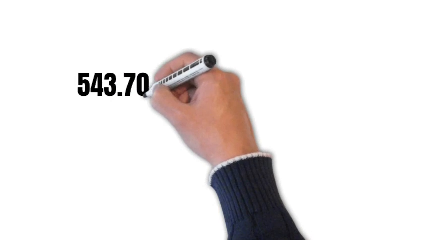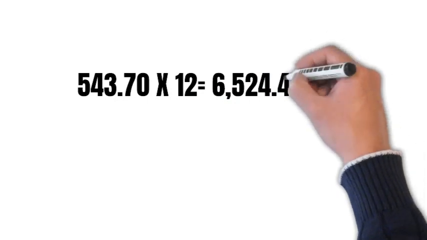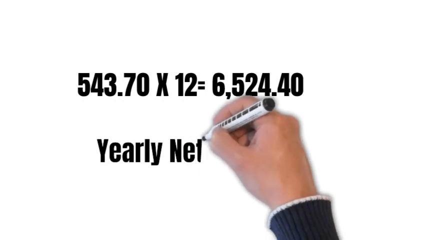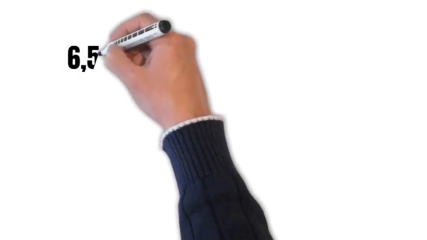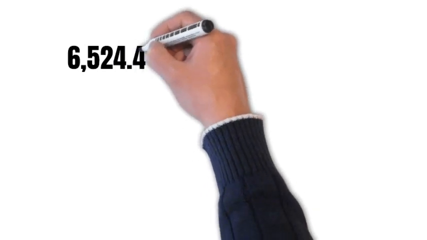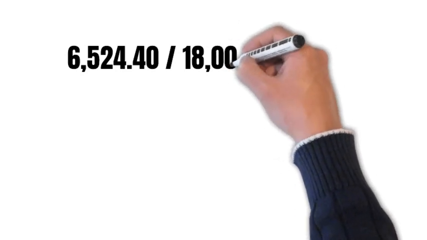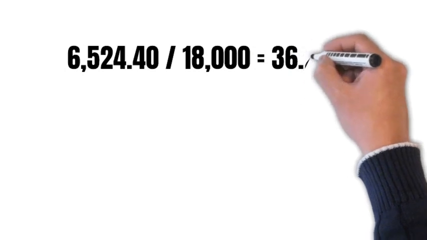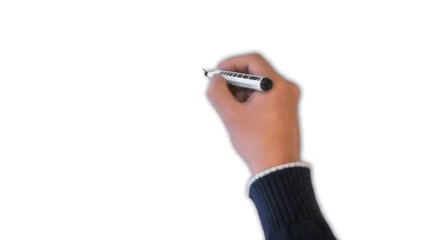So the first thing we need to calculate is what our yearly net is. We established that we're making $543.70 a month. So in order to find our yearly, we're going to multiply that by 12, which gives us $6,524.40. Now we're going to take that number and divide it by the amount of money that we had to pay out, our estimated out of pocket, which was $18,000. When we do the math on that, it equals 36.25%. So our return on investment in this deal was 36.25%.